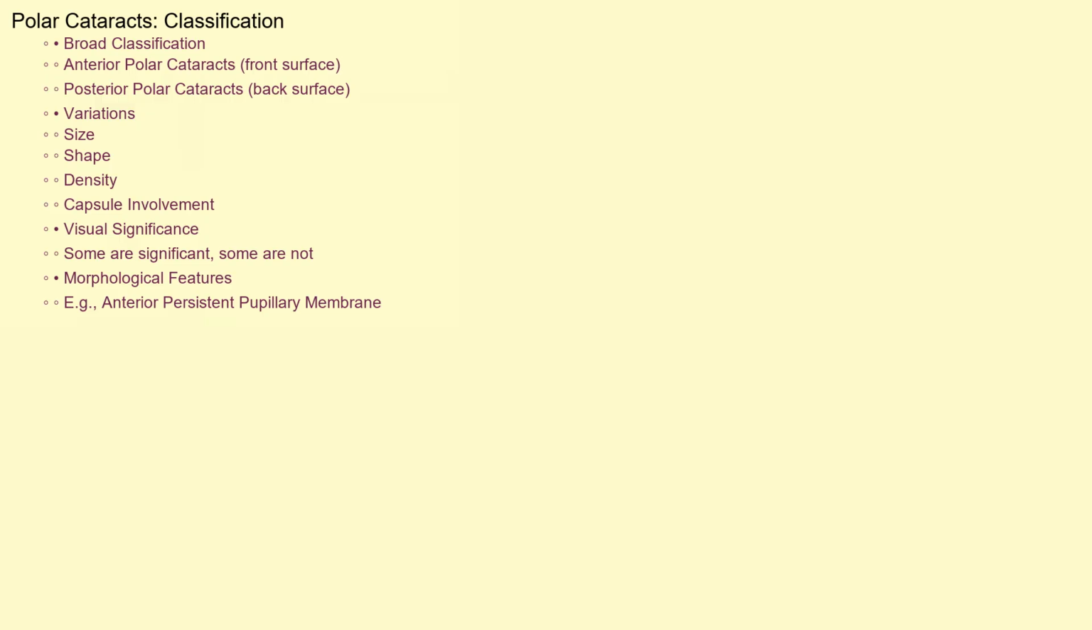Polar cataracts are broadly classified as either anterior polar cataracts, located on the front surface of the lens, or posterior polar cataracts, found on the back surface. Within these categories, there can be variations in size, shape, density, and involvement of the lens capsule. Some polar cataracts are visually significant while others are not. Additional classifications depend on whether it has any specific morphological features, like an anterior persistent pupillary membrane.